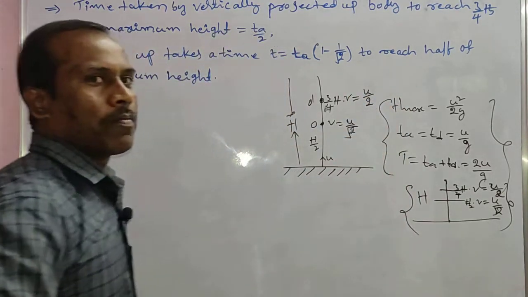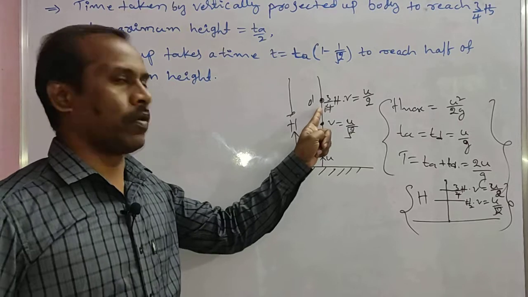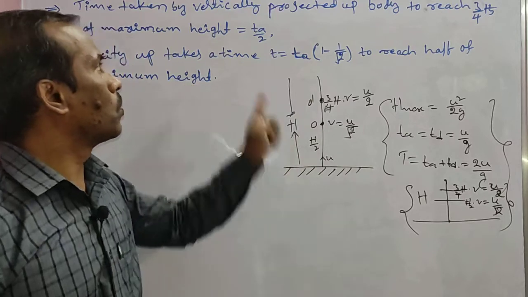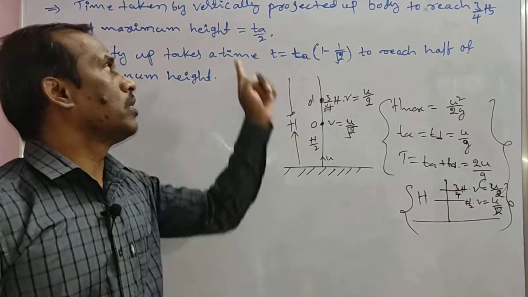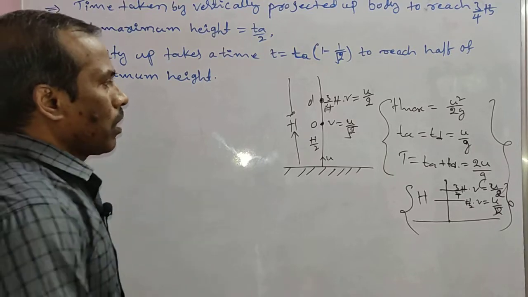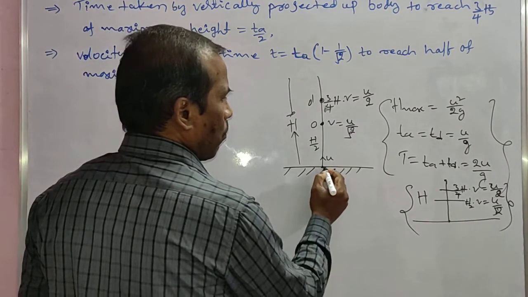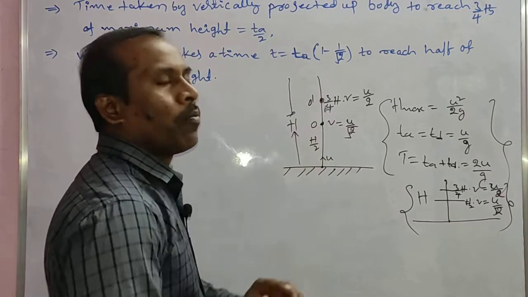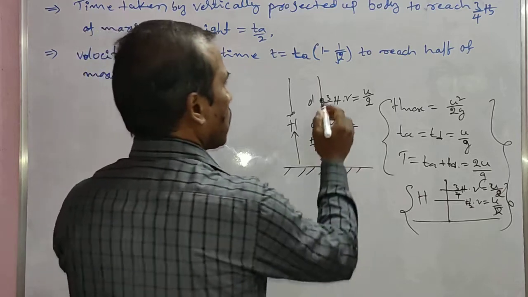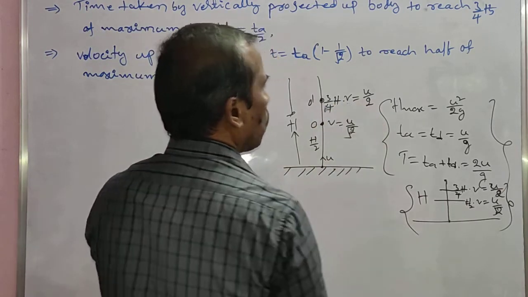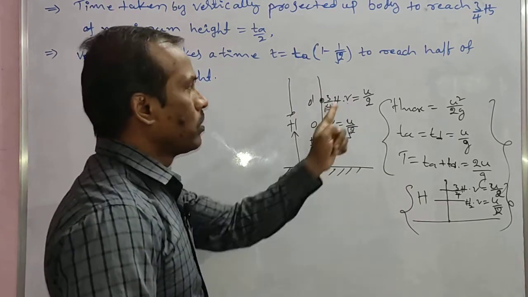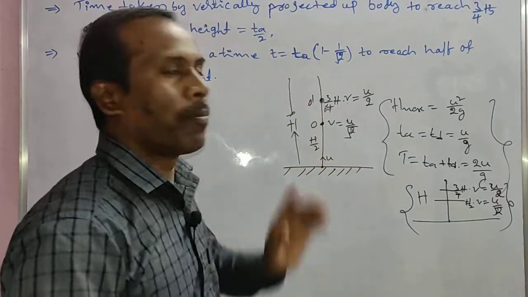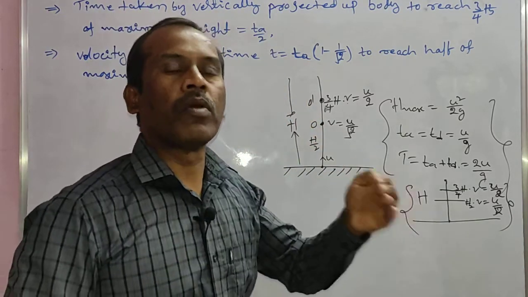Now find out the time taken for the body to reach 3/4 of the maximum height. We prove that t is equal to TA by 2. The initial velocity at the point of projection is u. For the body to reach O prime, the velocity v is equal to u by 2, where v is the velocity of the projectile at point O prime, at 3/4 of the maximum height.